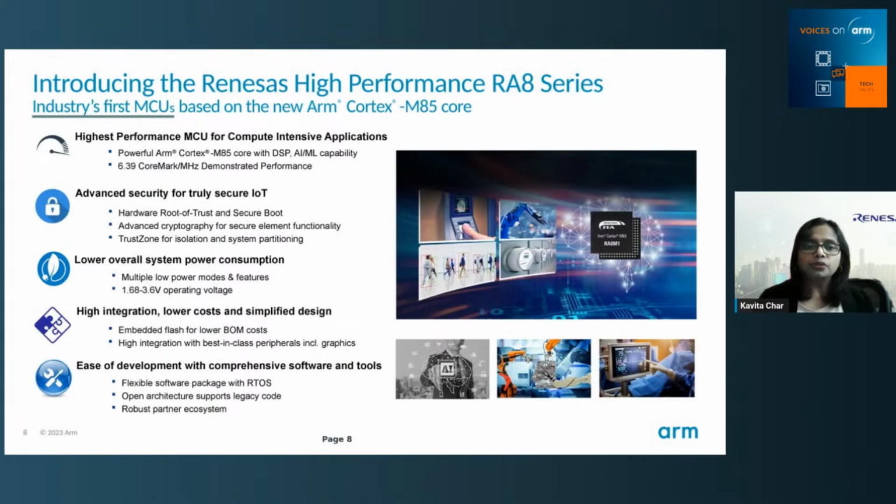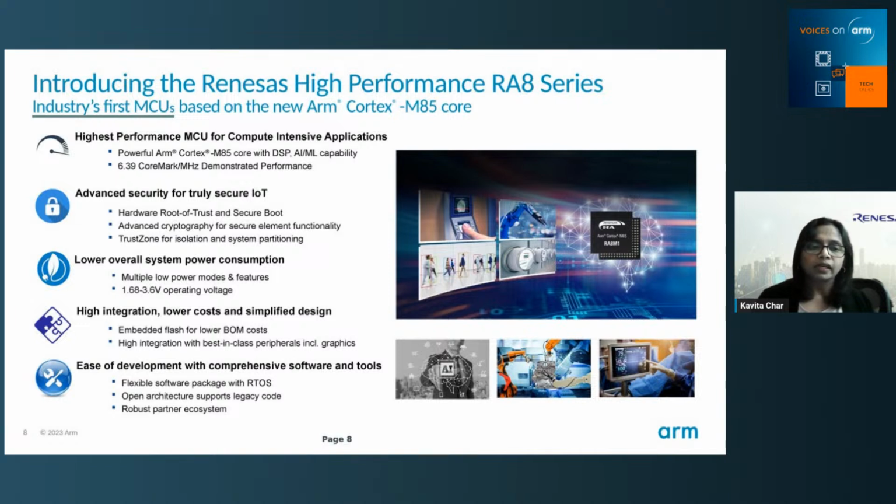So we are very happy to introduce the newest members of the RA family, the high-performance RA8 series. These are the industry's first MCUs based on the new Arm Cortex-M85 core. I list out some of the benefits that these new devices bring to our customers. First and foremost, of course, the highest performance. The Arm Cortex-M85 core is by far the most powerful M-class core in the industry, and it provides DSP and AI/ML capabilities with a whopping 6.39 CoreMarks per megahertz demonstrated performance. So this is a good 15 to 20% improvement in the CoreMark over other cores of a similar performance.